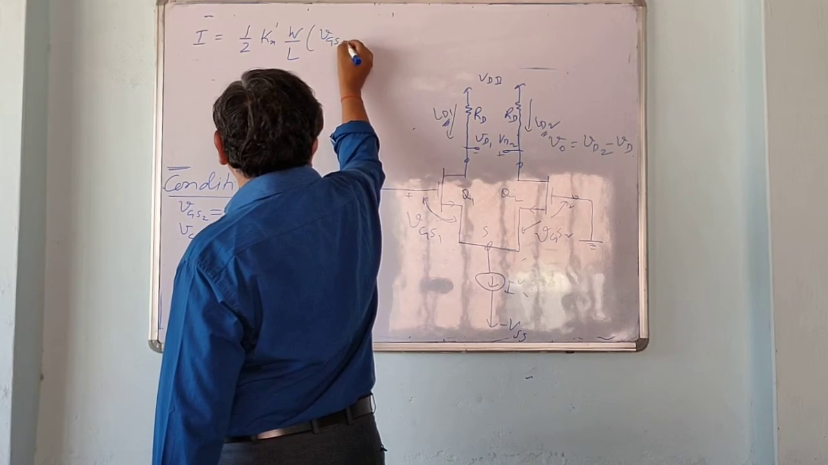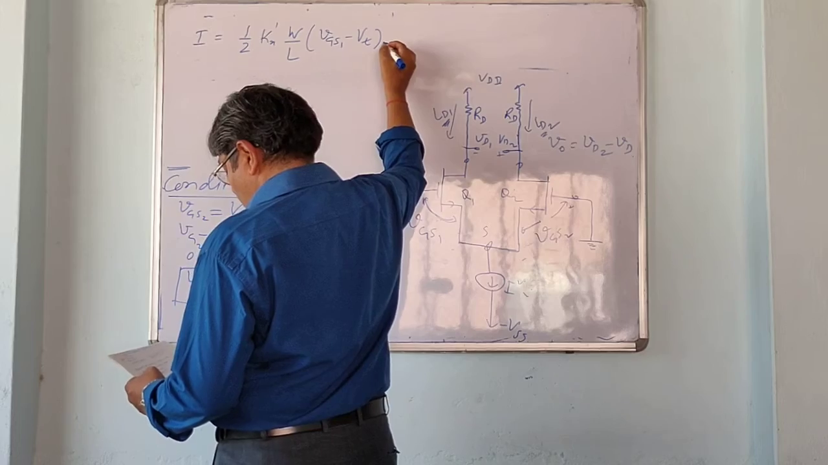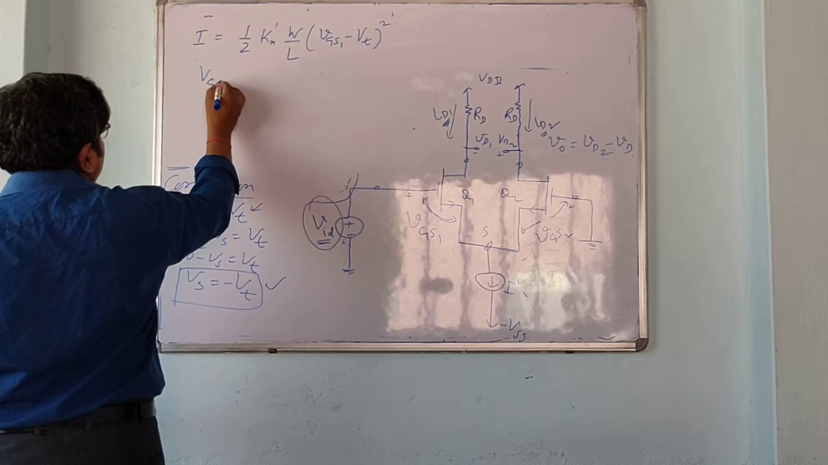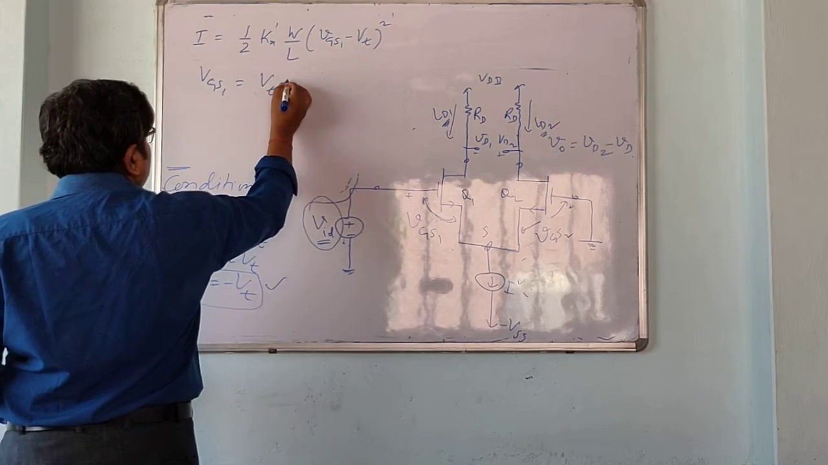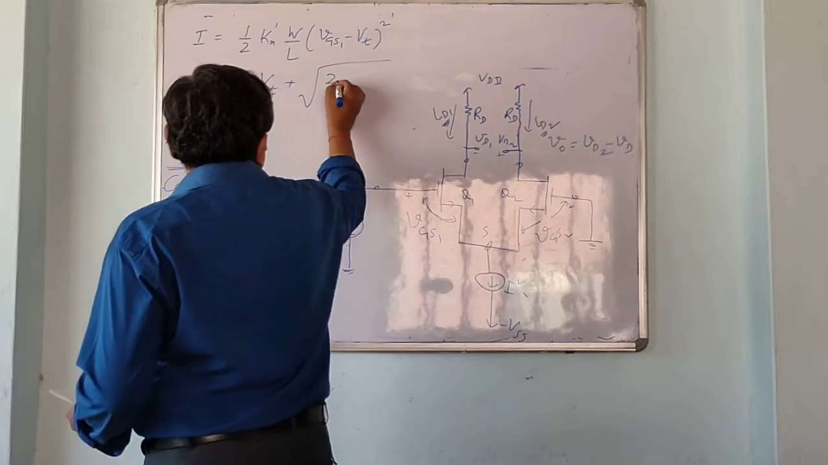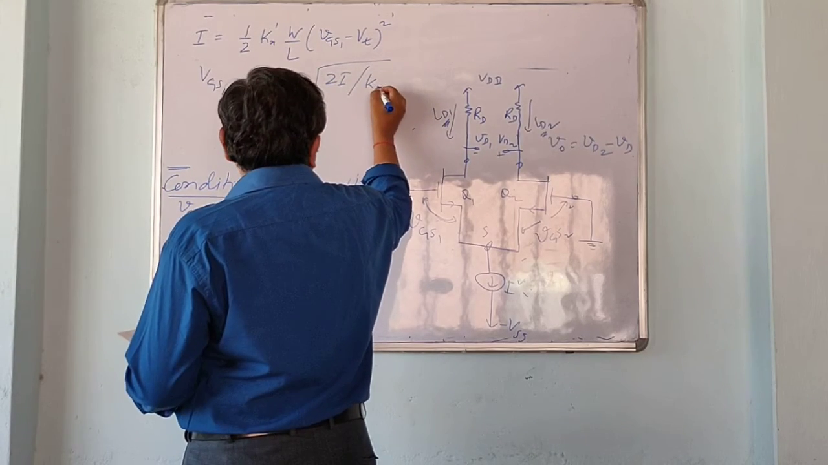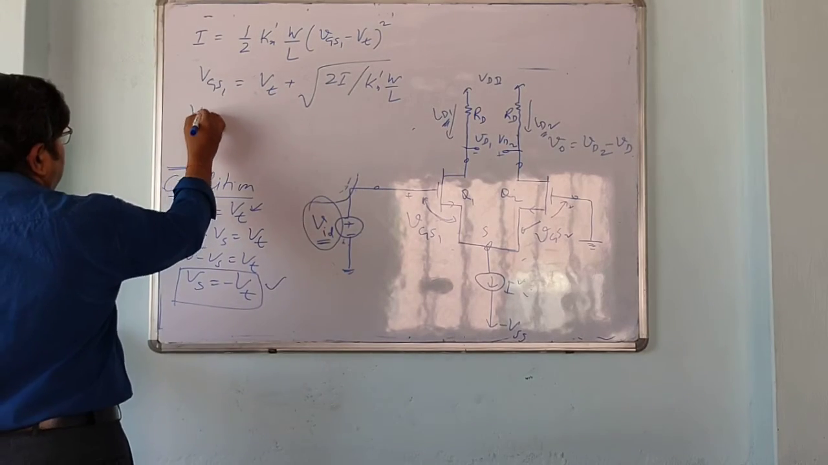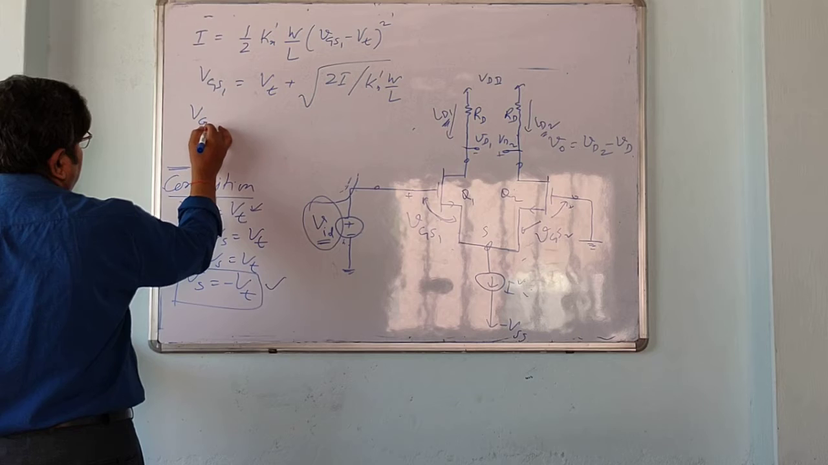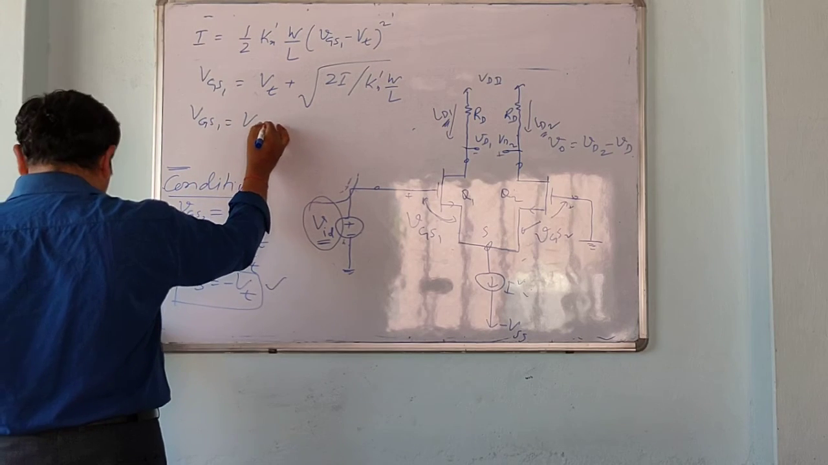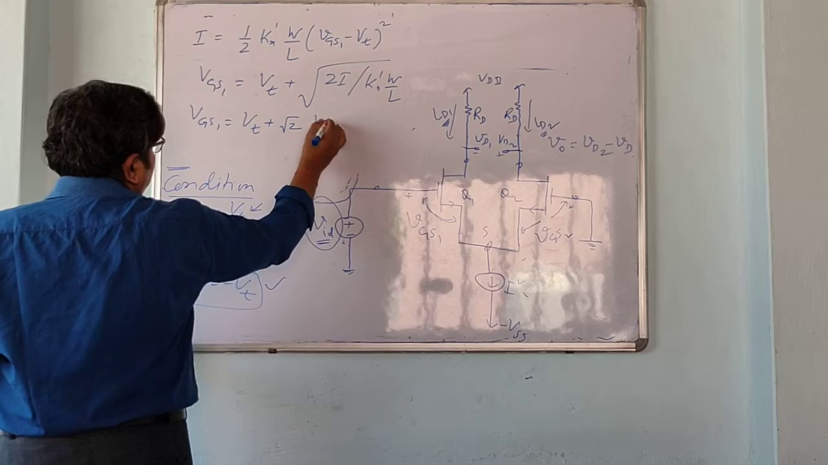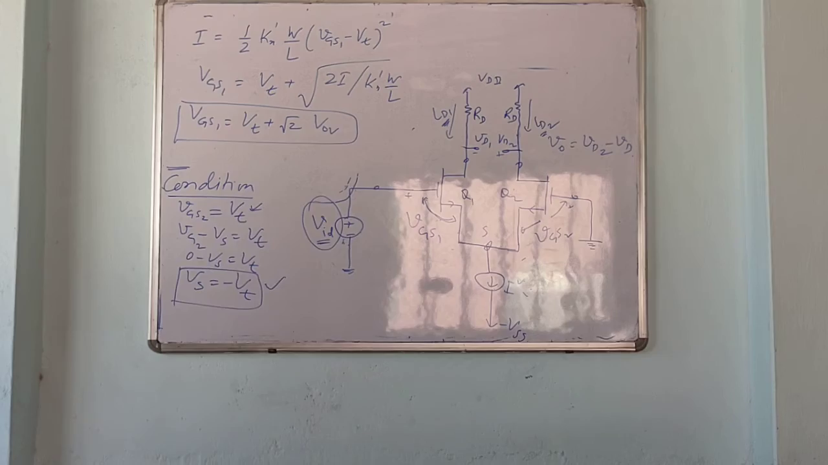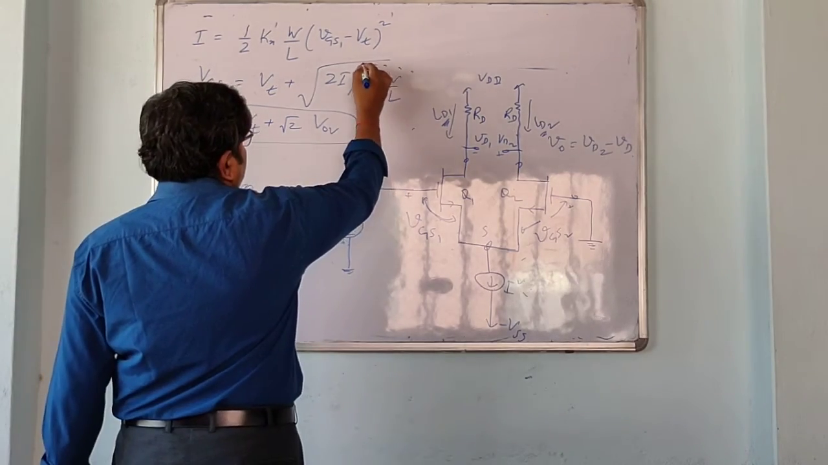half k n dash W upon L times (VGS1 minus Vt) squared, or VGS1 equals Vt plus under root 2I divided by k n dash W upon L, or VGS1 equals Vt plus under root 2 VOV. This is the overdrive voltage. This part is the overdrive.